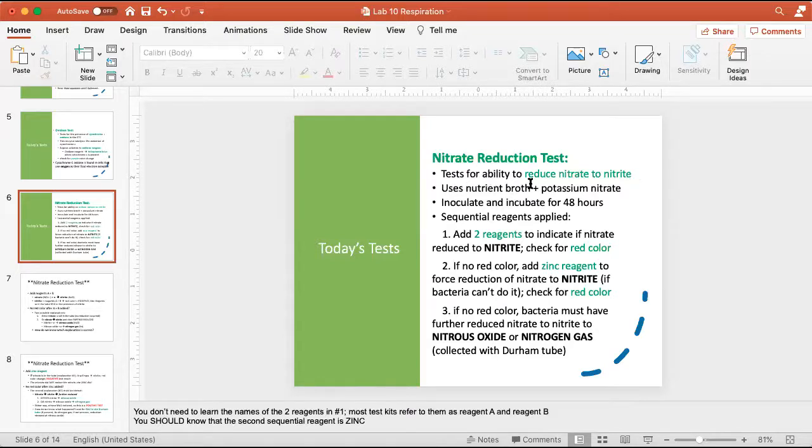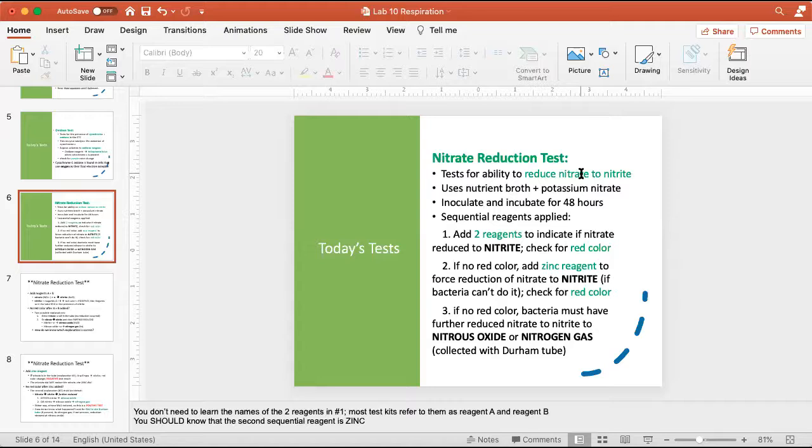Basically, this is just a plain old nutrient broth that's been supplemented with nitrate. We just put lots of nitrate into the broth. So you're going to take your cells, whatever kind of microbe you're testing, and you're going to inoculate the broth. And then you're going to incubate the tube for about 48 hours. We let these tubes incubate longer than normal because we want to make sure that the microbe has plenty of time to reduce the nitrate in the tube.